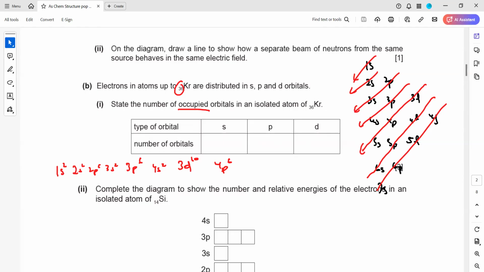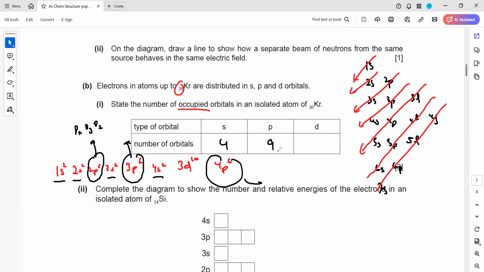How many s orbitals are occupied according to this? We have 1, 2, 3, and 4. So there are 4 s orbitals which are occupied. What about p? P is a subshell. Each p subshell contains 3 orbitals, like px, py, and pz. So this is having 3 orbitals, this is having 3 orbitals, this is also having 3 orbitals. So how many orbitals are occupied? Total 9 p orbitals are occupied.